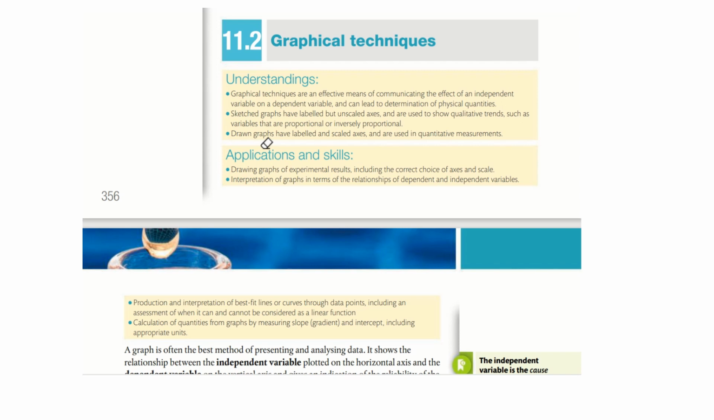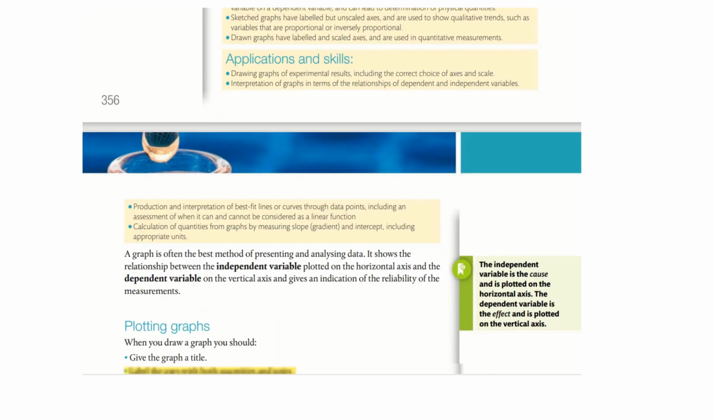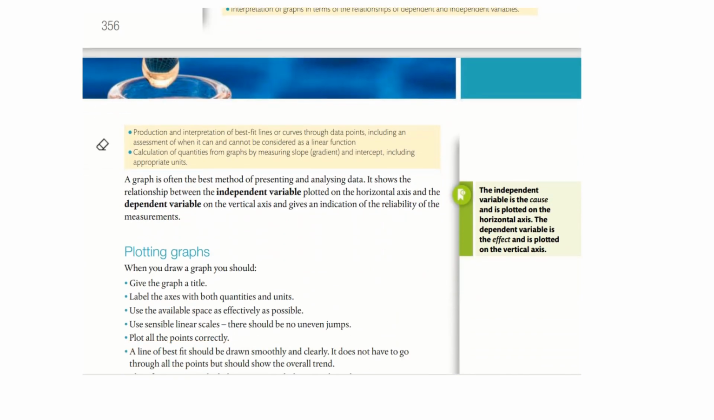But in your IA, it's always advisable to move away from sketches and draw an actual labeled graph with a scaled axis. So they will be assessing you on your ability to draw a graph of experimental results and the correct choice of axis and the scale, and to interpret graphs in terms of the relationships of the dependent and independent variables. So let's get back into what a graph contains.